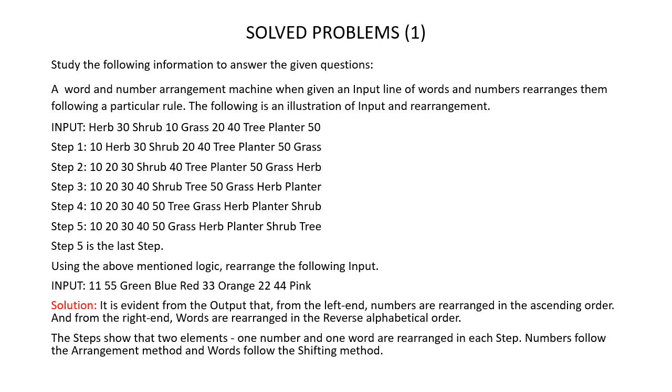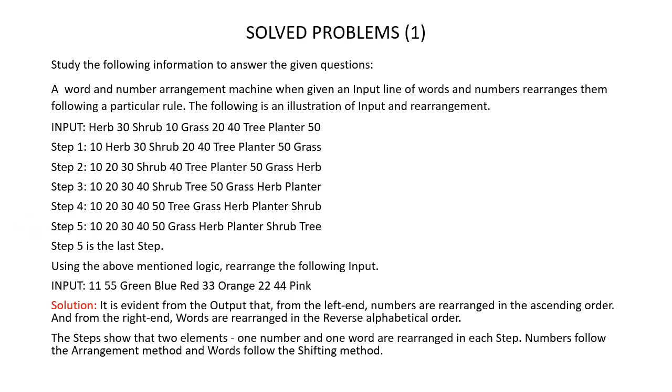Now, when you look at the final output in step 5, you'll see that from the left end, numbers are rearranged in ascending order. That is, from the smallest number to the largest number, that is from 10 to 50. And from the right end, words are arranged in the reverse alphabetical order, that is from tree to grass. Now let's see what changes are happening from input to this output.